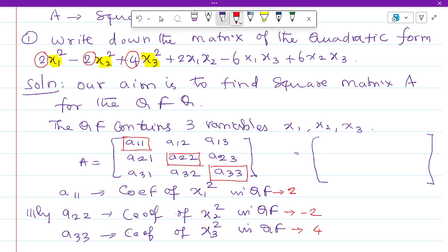That should be the diagonal elements. That means, where is A11? A11 is here. That is 2. Please keep it in mind: A11 is the coefficient of x1 square in the quadratic form, A22 is the coefficient of x2 square, A33 is the coefficient of x3 square. So 2, the next diagonal element is minus 2, and the next diagonal element is 4. In case any doubt is there in the middle, you can ask.